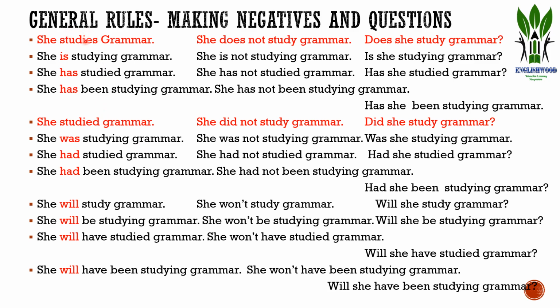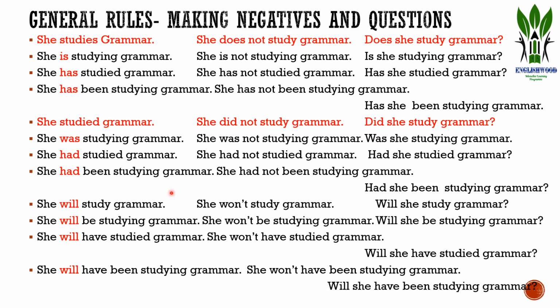So when they do not have auxiliary verbs, the auxiliary verb with them is do, does or did. So studies has the does verb. Therefore, you just bring does and not, does not. And studied has the did verb, and just bring not after did and it becomes negative. It is also useful in tags. She studies grammar, doesn't she, because it is the does verb. So you change to the negative and use that word to make the tag also.